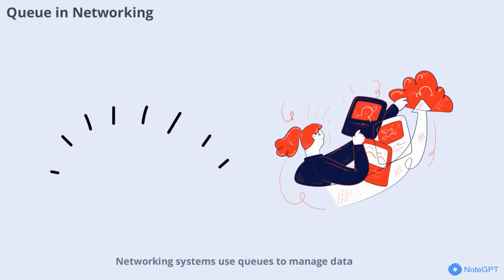Networking systems use queues to manage data packets as they travel through routers and switches. Each packet waits its turn in a queue before being forwarded to its destination. This helps prevent data loss and ensures smooth communication between devices, especially during high-traffic periods.